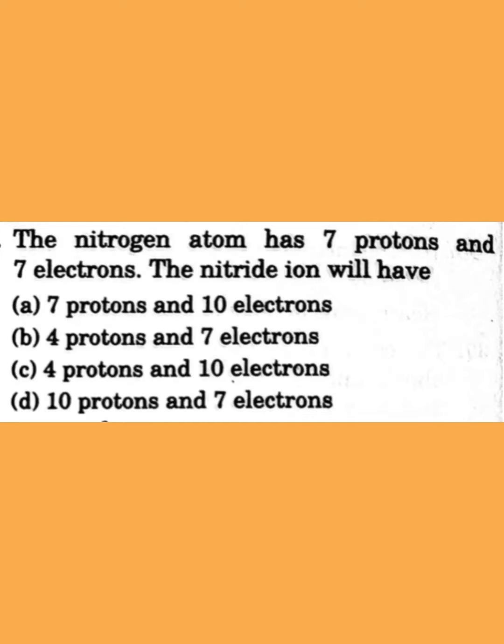The answer is 0.043. Next question. The nitrogen atom has 7 protons and 7 electrons. The nitride ion will have options: 7 protons and 10 electrons. Option B, 4 protons and 7 electrons. Option C, 4 protons and 10 electrons. Option D, 10 protons and 7 electrons. The answer is option A, 7 protons and 10 electrons.